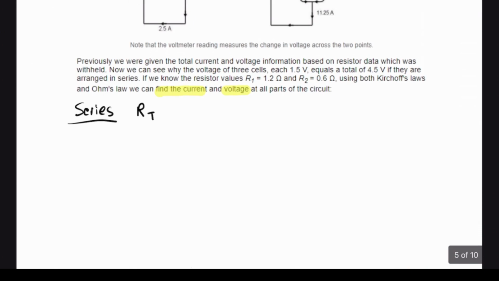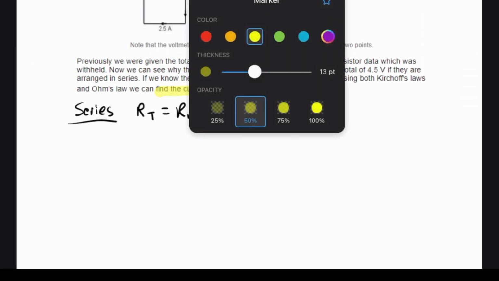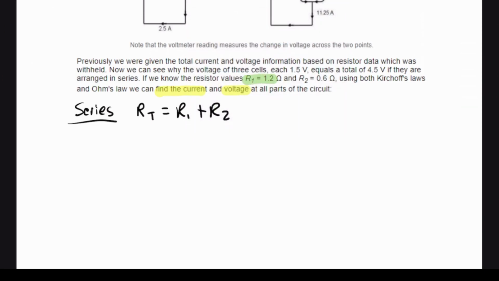Our total resistance is going to be equal to resistor 1 plus resistor 2, since there are only 2 resistors. We are given the resistance of each of those resistors in the question, so we can just plug that right in. Total resistance is 1.2 ohms plus 0.6 ohms. Therefore, the total or equivalent resistance in this circuit is 1.8 ohms.